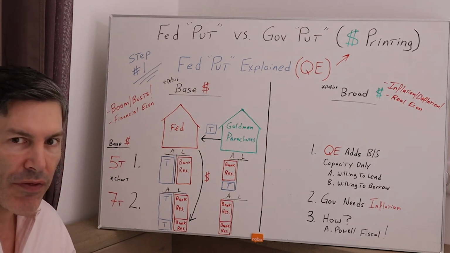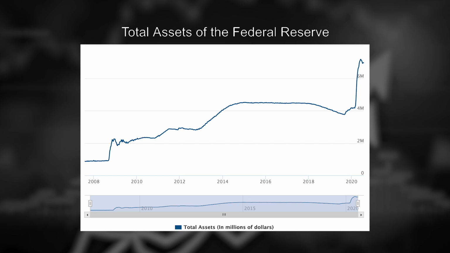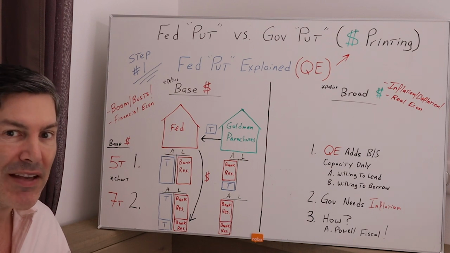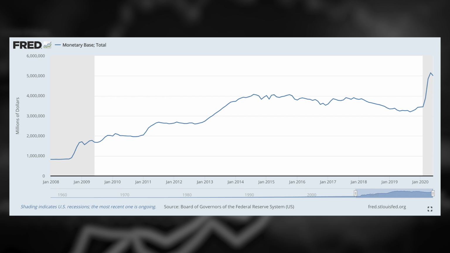And editor, go ahead and throw up a chart of the Fed's balance sheet, and we can see, especially since the cerveza sickness, their balance sheet has been going parabolic. This means the amount of bank reserves or base money has also gone parabolic.